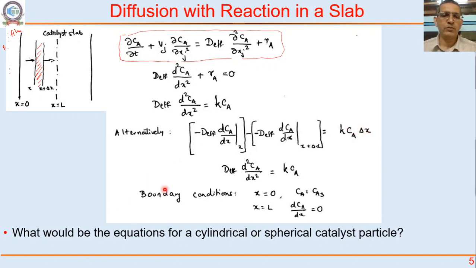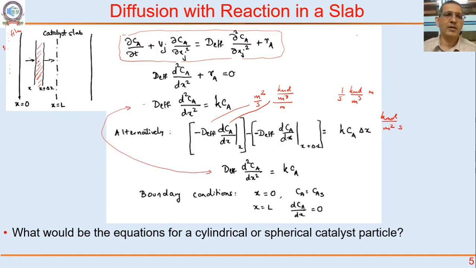Just to make you comfortable, D effective has units of meter square per second. dCa by dx is kilomoles per meter cube per meter, right? And then k is 1 per second, Ca is kilomoles per meter cube, and delta x is in meters. So this will be flux units, kilomoles per meter square per second. All right. So we get the same expression whether we derive from first principles or we derive for this control volume. They are essentially the same, no different. Both are based on control volume.